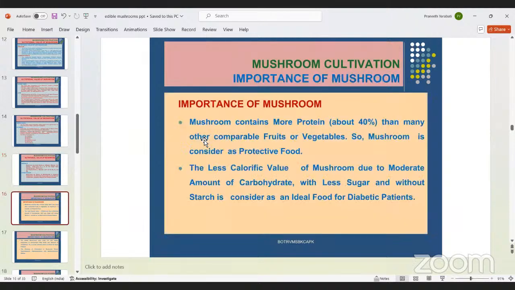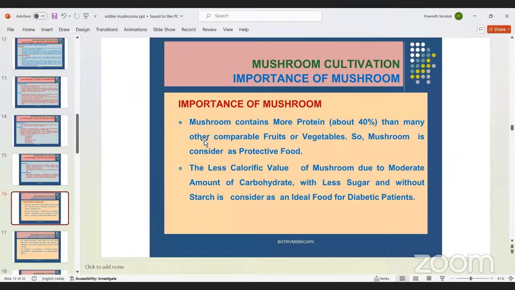Next, as we already discussed, mushrooms contain more protein, about 40%, than many other comparable fruits or vegetables. So mushroom is considered a protective food. If we take mushroom as a food, there is no need for a doctor.